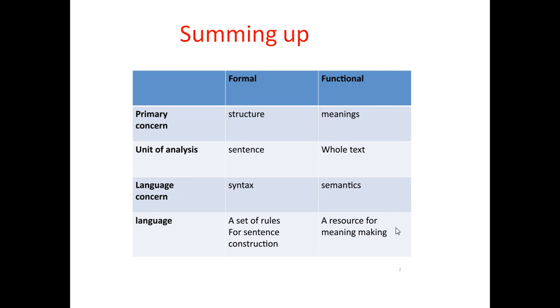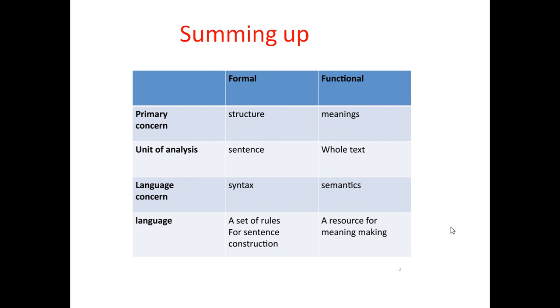The primary concern, as I've repeated many times during the course of this lecture: formal grammar assigns priority to structure. You remember from last time when I showed you how formal grammar looks at well-formed clauses, whereas functional grammar not only looks at the form of statements, well, it takes them into account, but its primary concern is meaning.